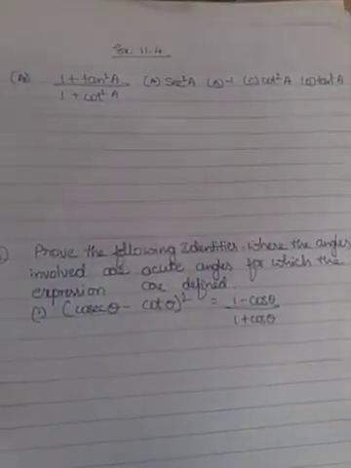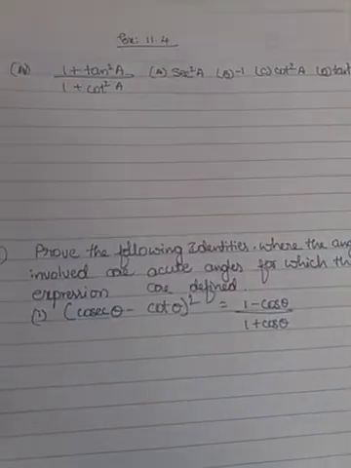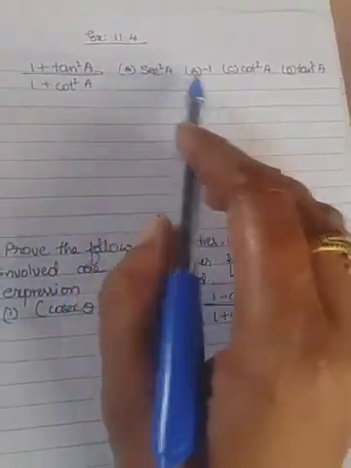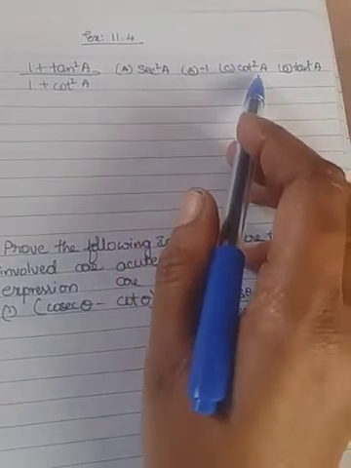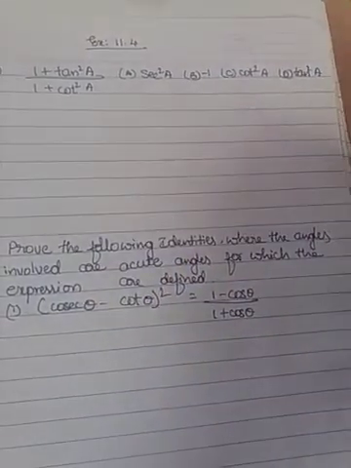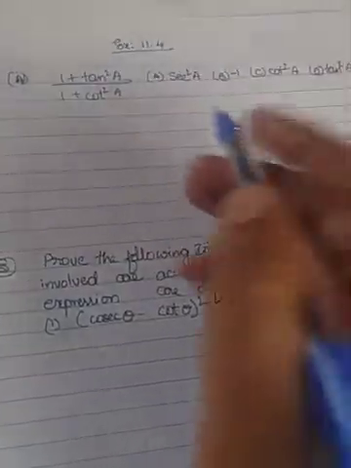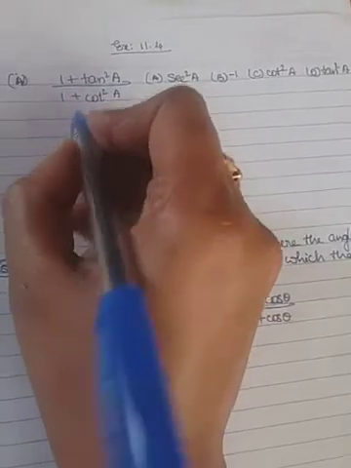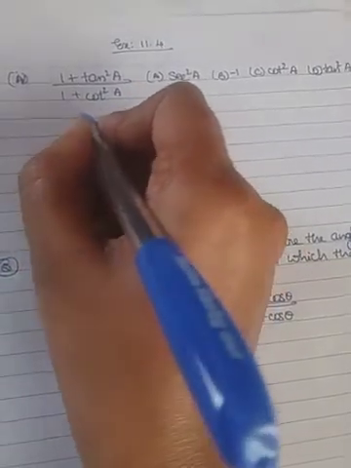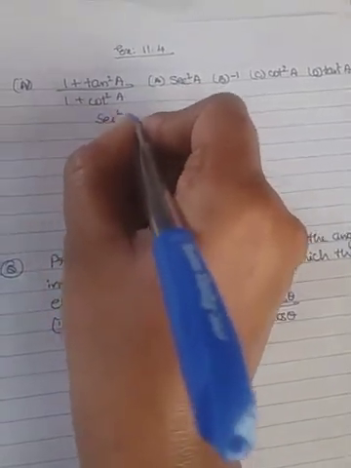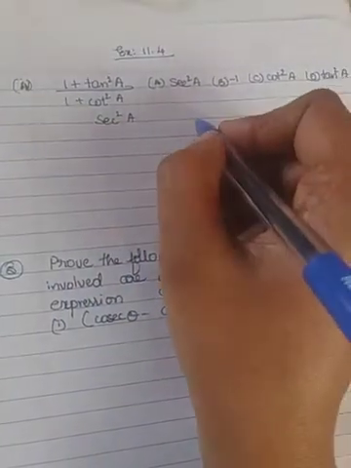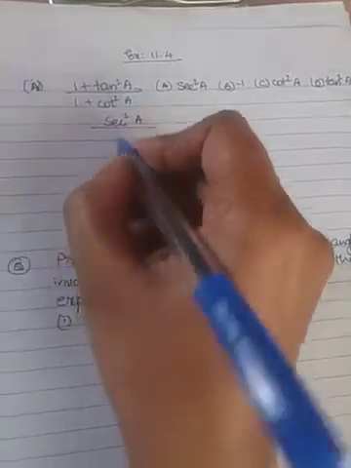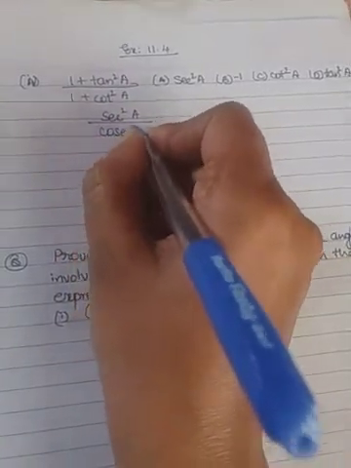The options are given for the value of (1 plus tan square a) divided by (1 plus cot square a): a is secant square a, b is minus 1, c is cot square a, and d is tan square a. So let's find the value first. 1 plus tan square a we can write as secant square a, because we know the relation 1 plus tan square a equals secant square a, and 1 plus cot square a we can write as cosecant square a.